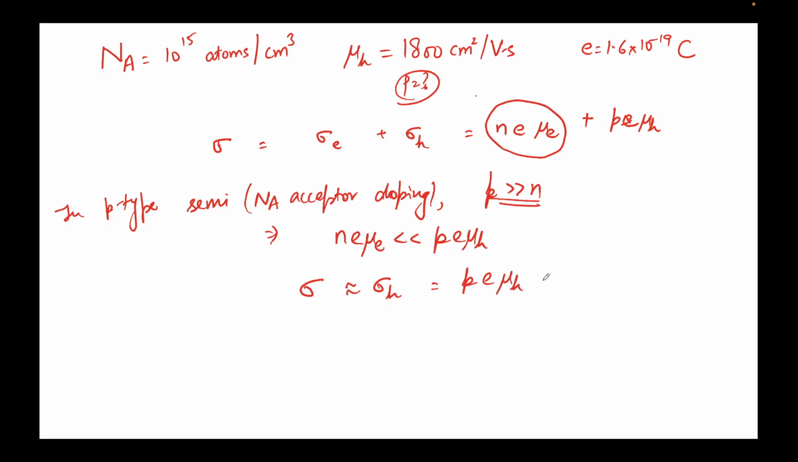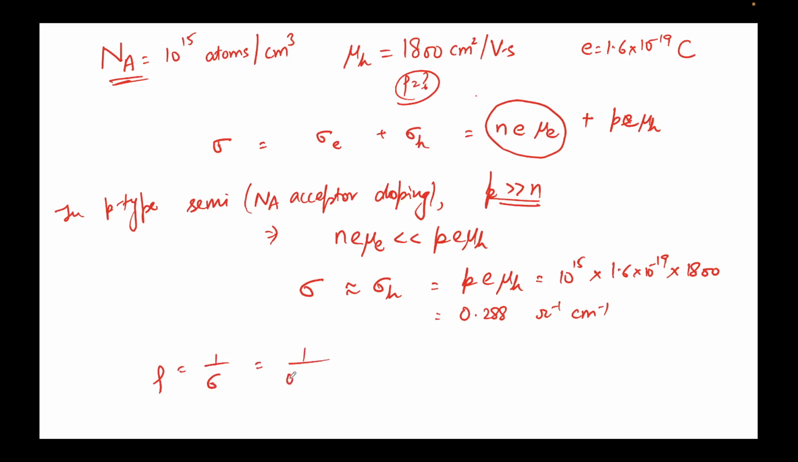Now, what is the value of P? P is the number of holes in the system, and who will provide the holes? The acceptors, the impurity that was doped. So that is 10 to the power 15 times electronic charge, 1.6 times 10 to the power minus 19, times hole mobility, which we know as 1800. If we do all the calculation, it will come out to be 0.288 ohm inverse centimeter inverse.